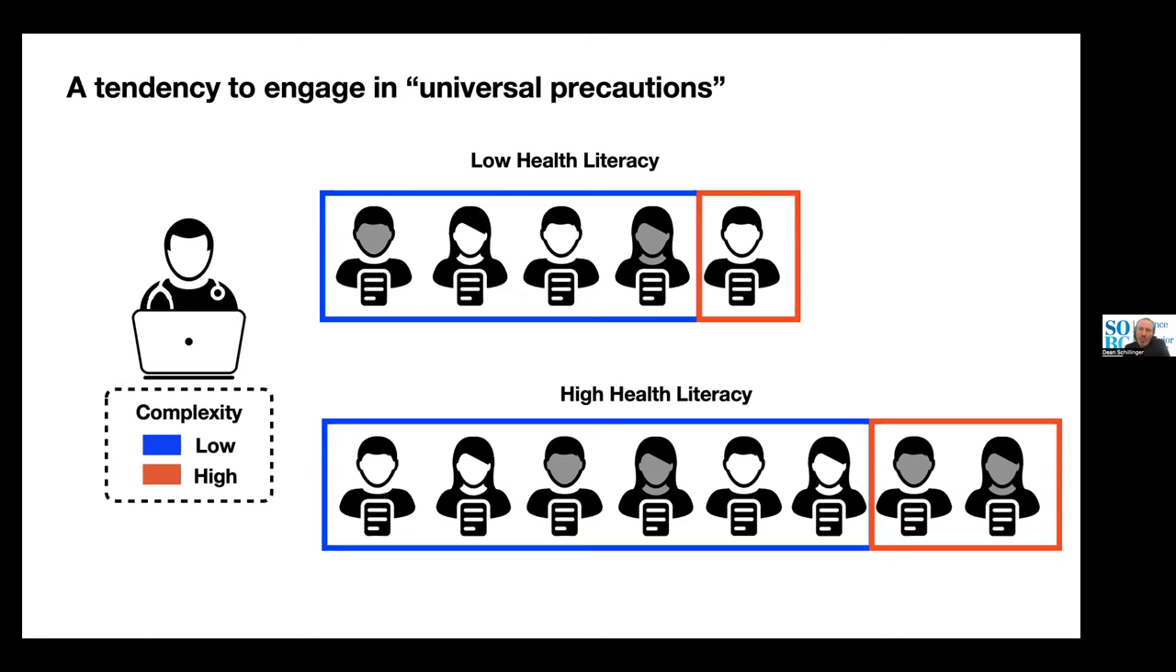And that refers to, you can't assume that your patient has high or low health literacy, so you should always use low complexity language as a universal precaution. So here's a physician who, by and large, is using universal precautions. For most of his patients who have low health literacy, he's using low complexity language in blue. And for most of his patients with high health literacy, he's also using low complexity in blue. And that's generally the recommended communication strategy in the health literacy literature, is to always use universal precautions.